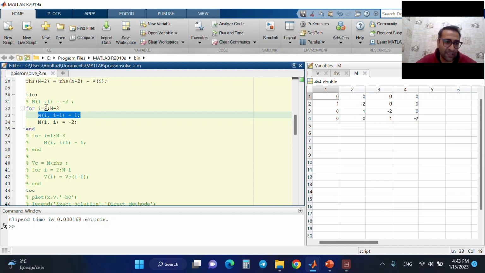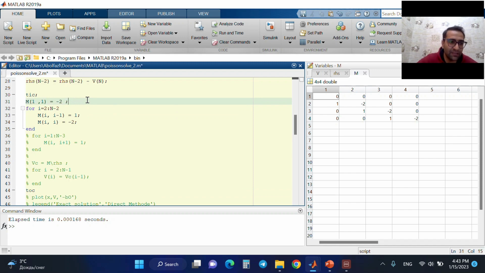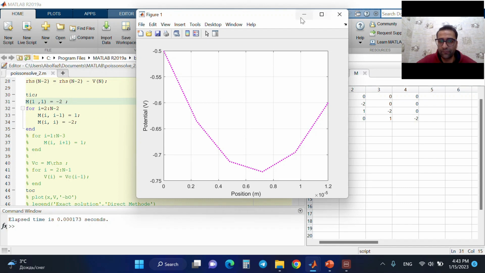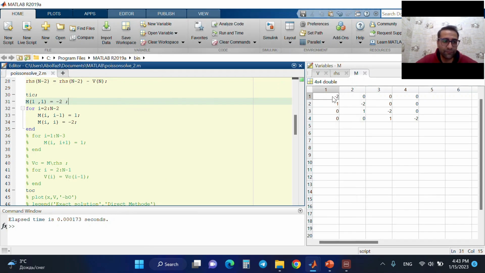Why? Because we put n equal to 2. Therefore, I just add another command here. M11 should be minus 2. Okay? Therefore, first of all, I added minus 2 here. I create these cells. What I need to create these cells, right?